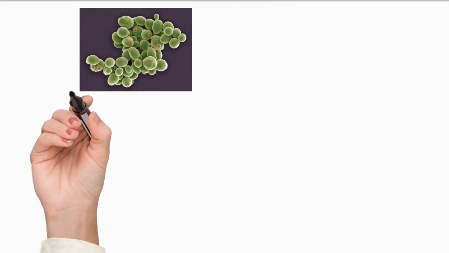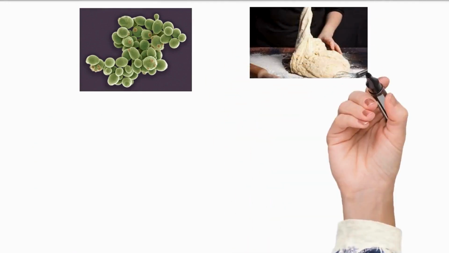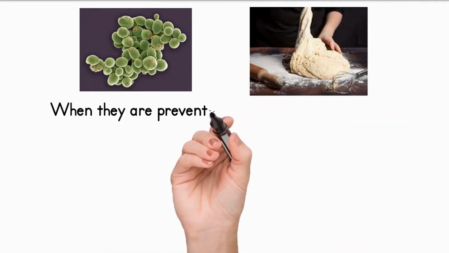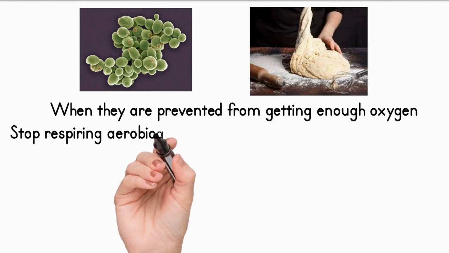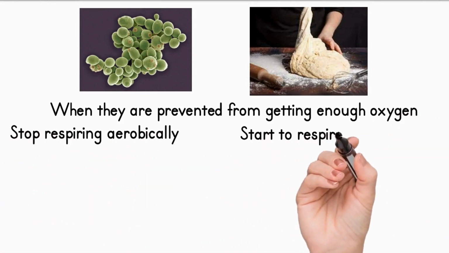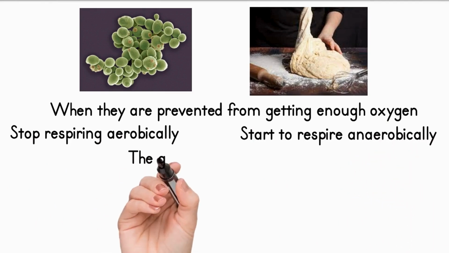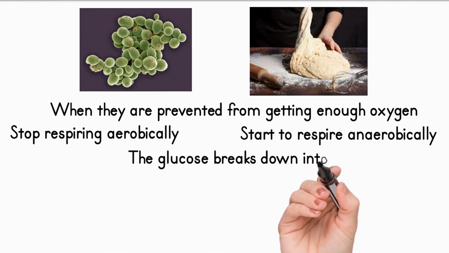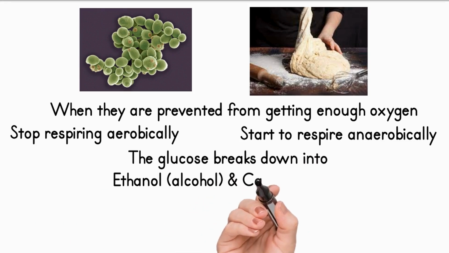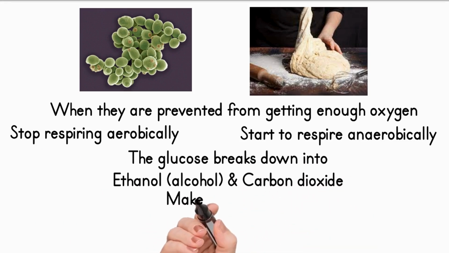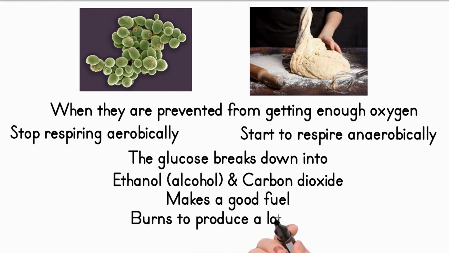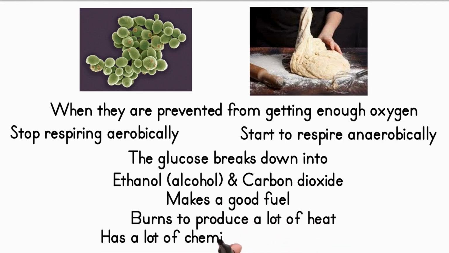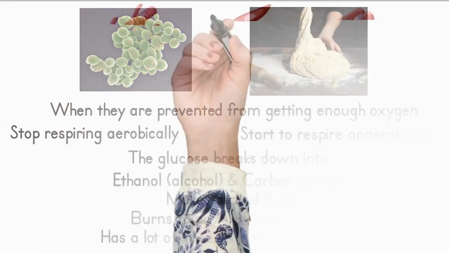Yeasts are single-celled fungi. They are used in processes such as baking bread. When yeast cells are prevented from getting enough oxygen, they stop respiring aerobically and start to respire anaerobically instead. The glucose is partly broken down into ethanol and carbon dioxide. Think about the properties of ethanol. It makes a good fuel and will burn to produce a lot of heat, so it still has a lot of chemical energy stored in it.